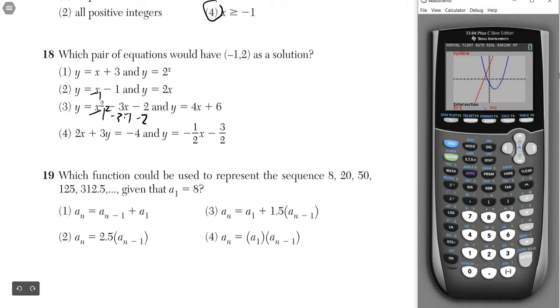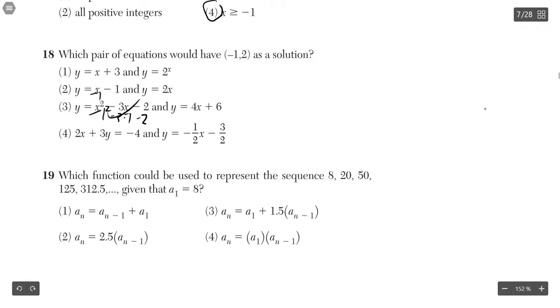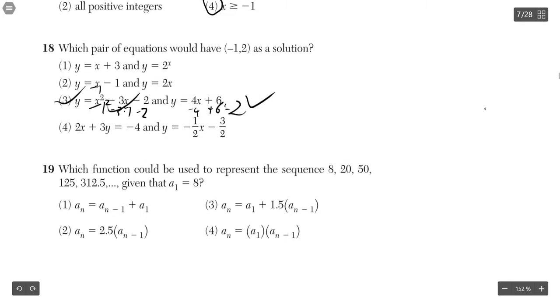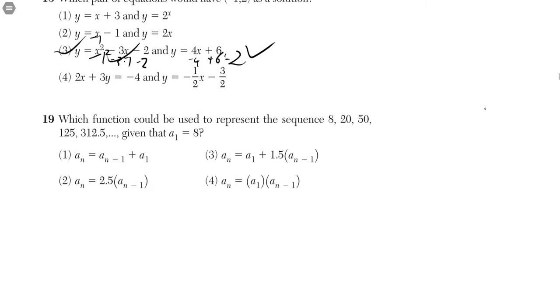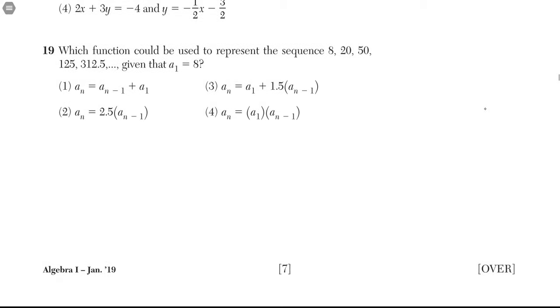Negative 1 squared is 1 minus negative 3, which is minus a negative is plus, so plus 3, which is 4, 4 minus 2, it comes out to 2. Yeah, so this works. Plugging in negative 1 here, we would get negative 1 times 4 is negative 4, plus 6 equals 2. So yeah, this does work. And of course, as always on the Regents, you should check each choice. No, but we're not going to do that for now.